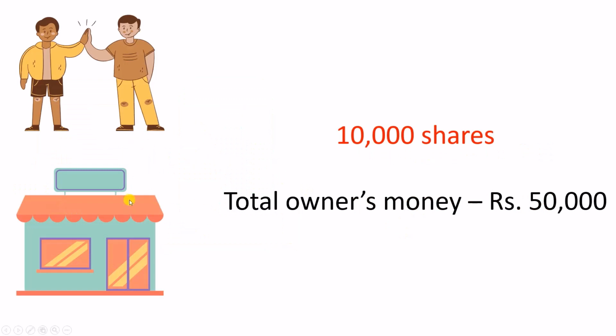Let us say a company has 10,000 shares and total owner's money is rupees 50,000. If you have not watched my previous videos and do not know what total owner's money is, just know that this is the amount that the company has to do its operations.